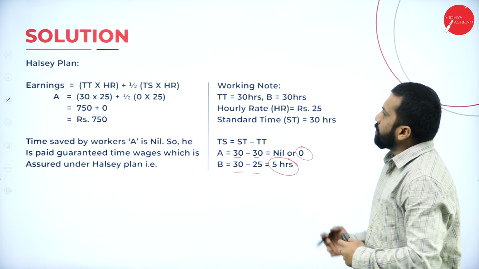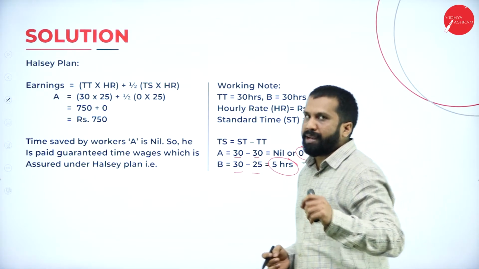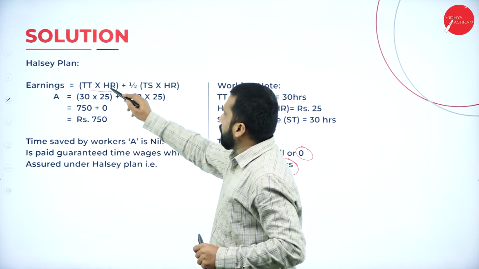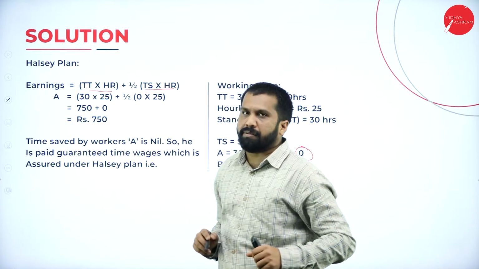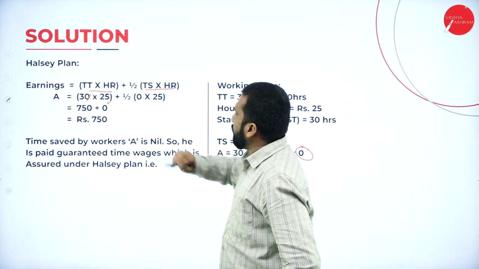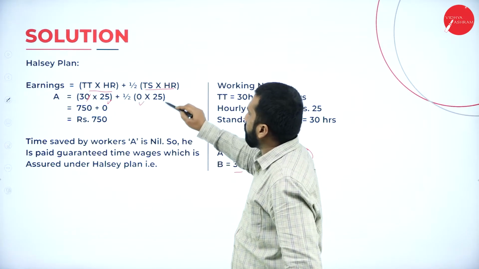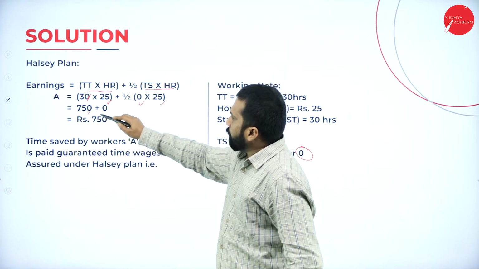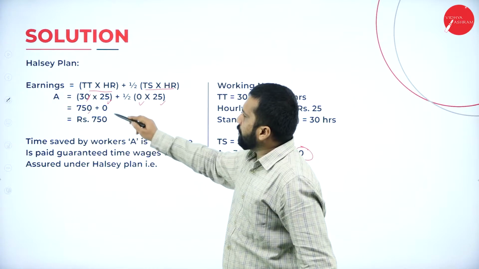Now, what is the formula for the wholesale plan? Always remember, it is a small formula actually. Time taken into hourly rate plus time saved into hourly rate. Similarly, time taken is 30, hourly rate is 25. Time saved is 0, hourly rate is 25. Now, 750 plus 25 multiplied with 0, it will be 0.